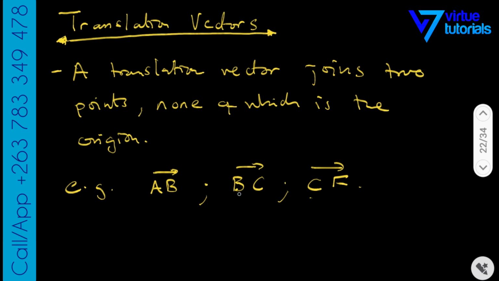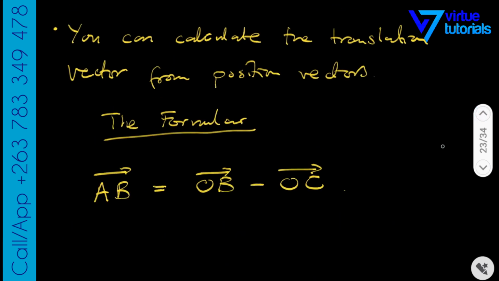So AB, BC, CF, these are vectors which do not involve the origin, so they are what we can classify as translation vectors, right? You can calculate a translation vector from position vectors, right? And this is the standard formula for doing that.